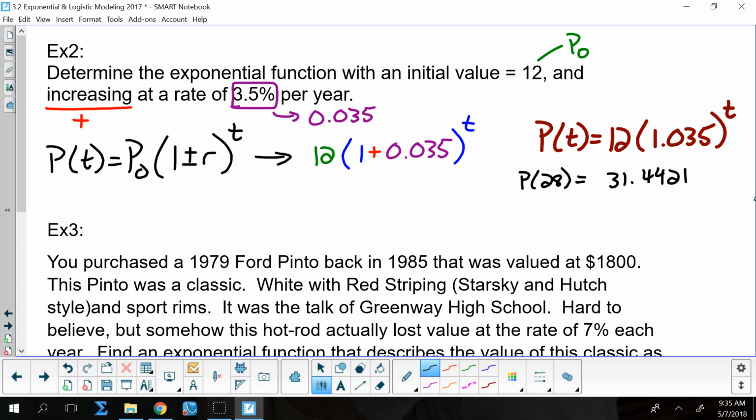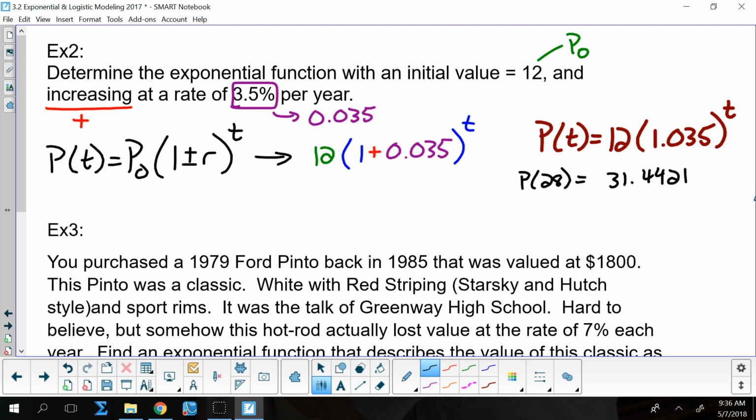Was this your car back in the day? Just you wait to see whose car this was back in the day. Mind you, I grew up in Wisconsin. So, back in 1985, you and Marty McFly, he bought a DeLorean, you bought a Ford Pinto, valued at $1,800. You went down to the used car dealership and you said, I want that rockin' Pinto. Just wait till you see this rockin' Pinto. It was a classic. White with red striping, Starsky and Hutch style.